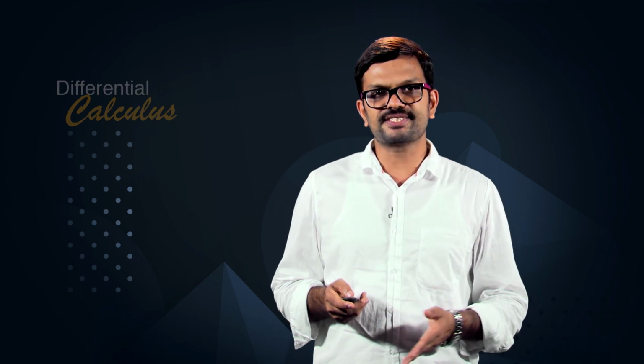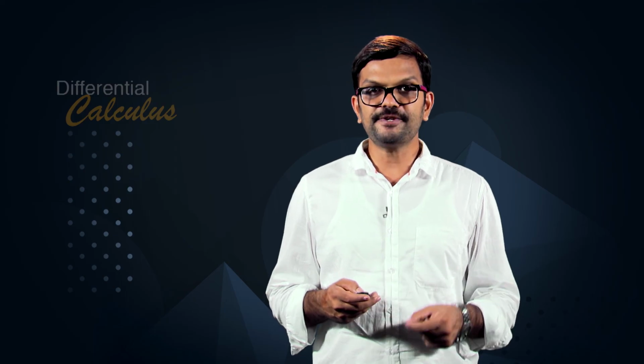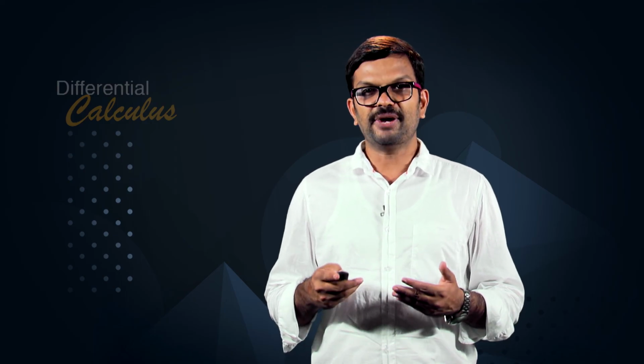If x is less than minus 1, then f dash of x equal to 2 by 3 into 1 by (x square minus 1) to the power 1 by 3 into 2x is less than 0, as numerator is negative and denominator is positive. Hence, f is decreasing in the interval minus infinity to minus 1.